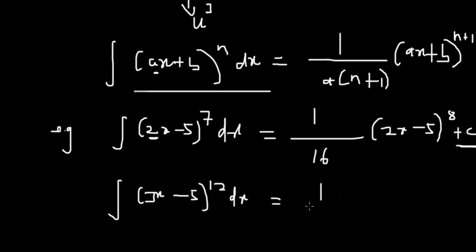Let's find the final answer. We have 1 over 3, that's a, multiplying n + 1. n + 1 is 12 + 1, that's 13. So 13 multiplying 3 will give us 39. Then we maintain our expression, that's (3x - 5), and you close the bracket. Now we have n + 1, so 12 + 1 is 13. Now this will be your final answer for this question.